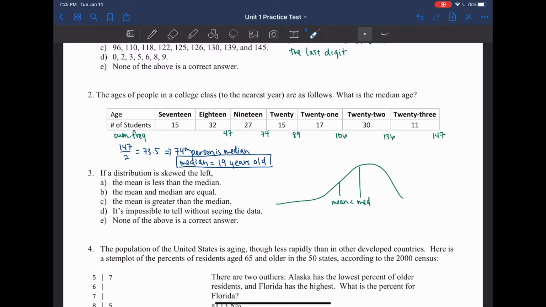So we're not looking at the height of the distribution. The height of the distribution just tells me how many people are there. But in terms of the value of the mean, since it's getting pulled towards the tail, that means that the mean is less than the median. So the correct answer would be A.